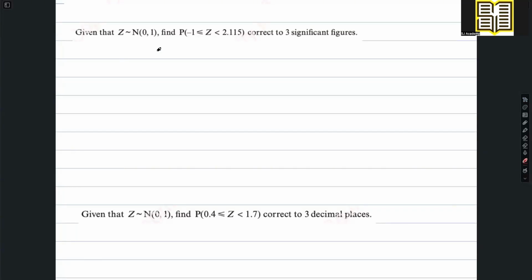Now, in this question, we have to find the probability for z values between -1 and 2.115. To find these probabilities, it is always better if we draw the normal distribution graph. So first, let's draw this graph. We know that the center point represents 0.